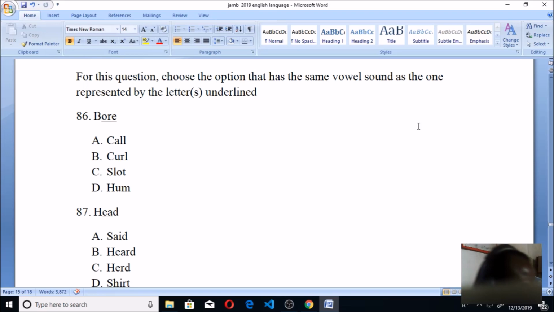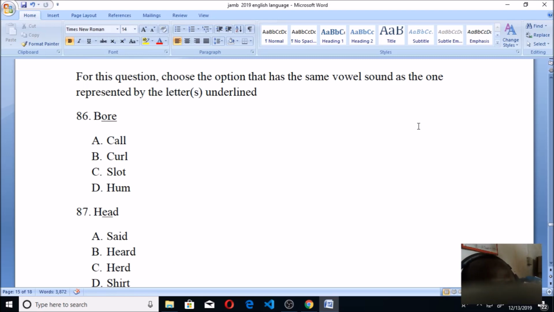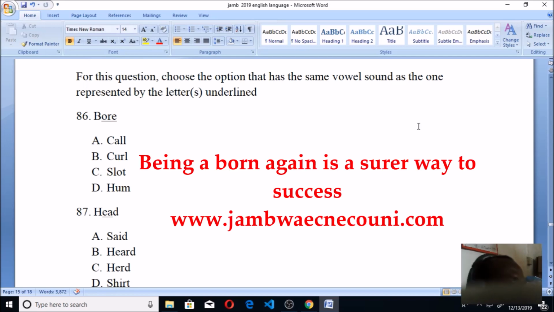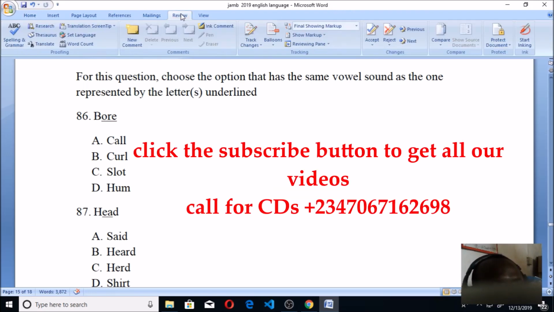Today we're going to be looking at vowels and consonants. For this question, choose the option that has the same vowel sound as the one represented by the letters underlined. So we're looking at the letters underlined, and the word is burr.